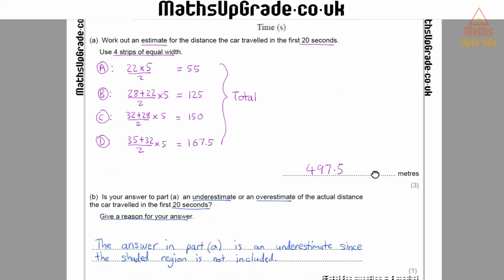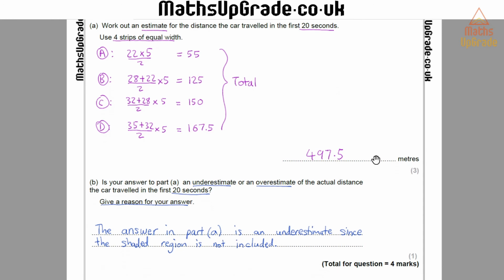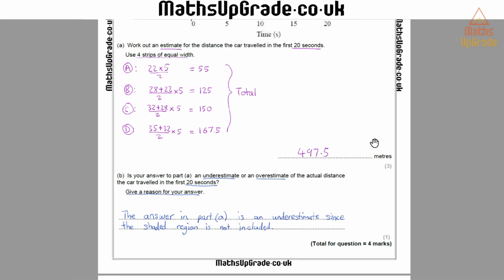Okay, and that's what you get when you're estimating. So my answer is it's an underestimate since the shaded region is not included. So the whole question there is worth 4 marks.